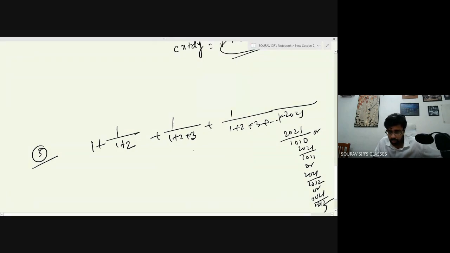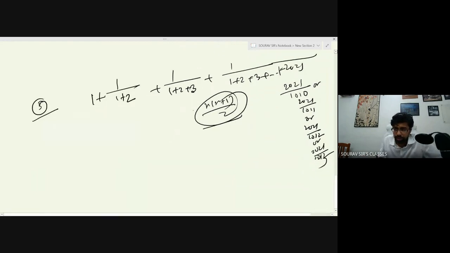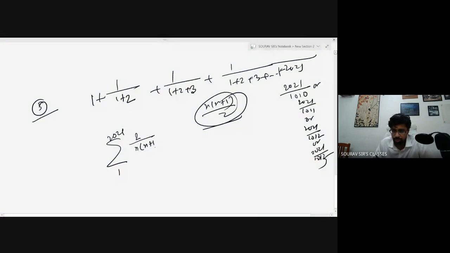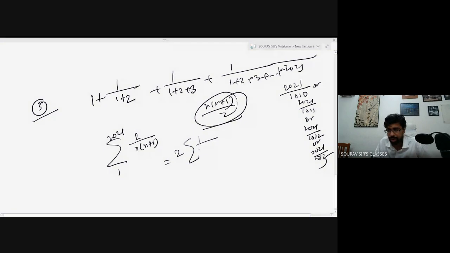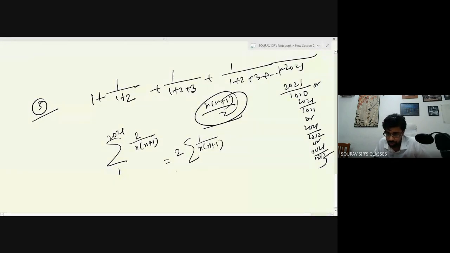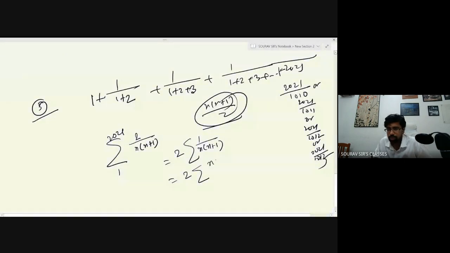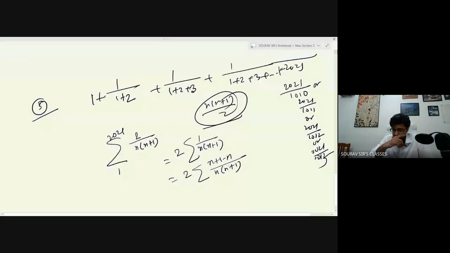So this part: the sum of the first n natural numbers is n into n plus 1 by 2. That's for sure. So what will be the ending part? Let's talk about this thing. So 1 to 2021. This is 1 plus 2 dot dot dot in that way. So all in reverse. So this is 2 into n plus 1. That is equal to this 2. Let's put it outside. That is 1 into n plus 1. Then again, put this summation, and this is n plus 1 minus n by n into n plus 1. This we can do.